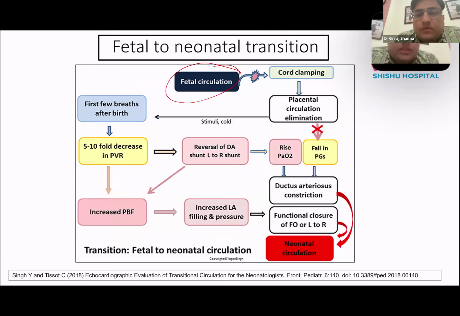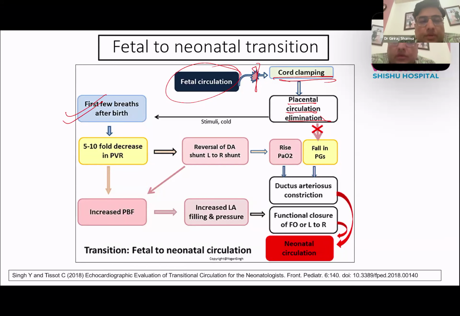So here fetal circulation was there. Now there is no fetal circulation. Cord clamping has been done. Placental circulation is now lost. Now the baby has started breathing. Because of that, there is a 5 to 10 fold decrease in PVR. Because of that, there is increased pulmonary blood flow and an increase in left atrial pressure. And because of that, functional closure of the foramen ovale will happen.